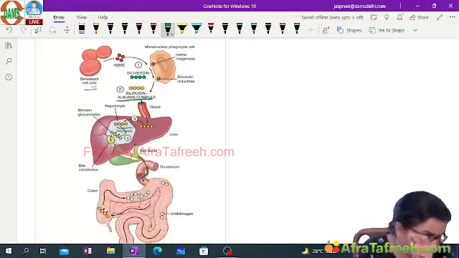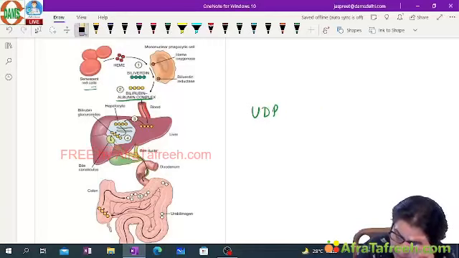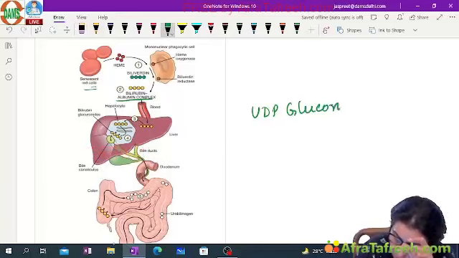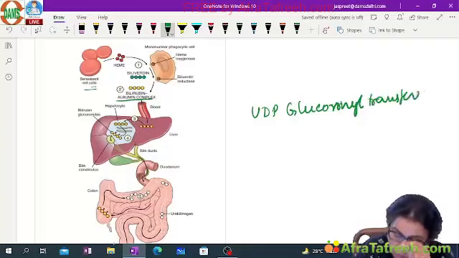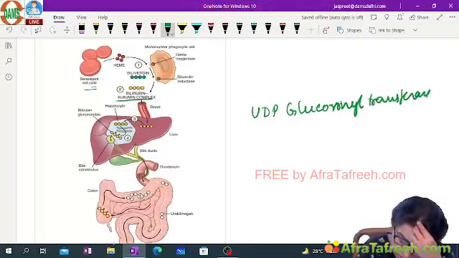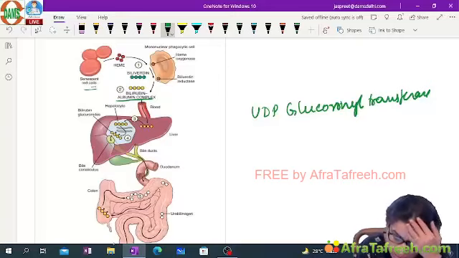UDP glucuronyl transferase. So the enzyme that converts unconjugated bilirubin to conjugated bilirubin is UDP glucuronyl transferase. So the bilirubin gets conjugated and bilirubin glucuronides are formed. That is, conjugated bilirubin is formed.